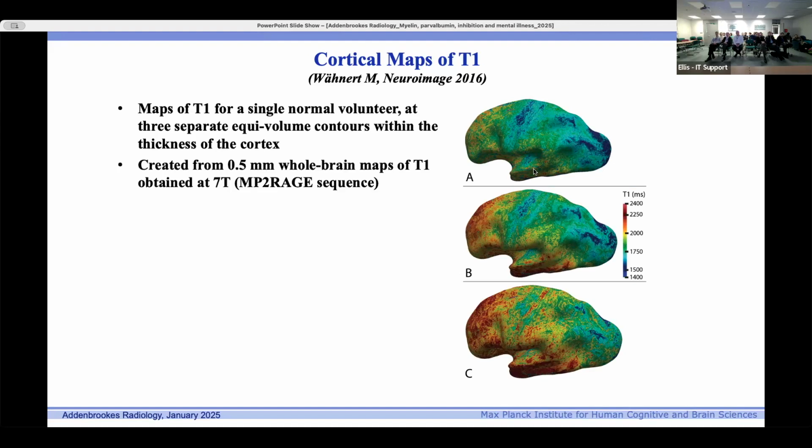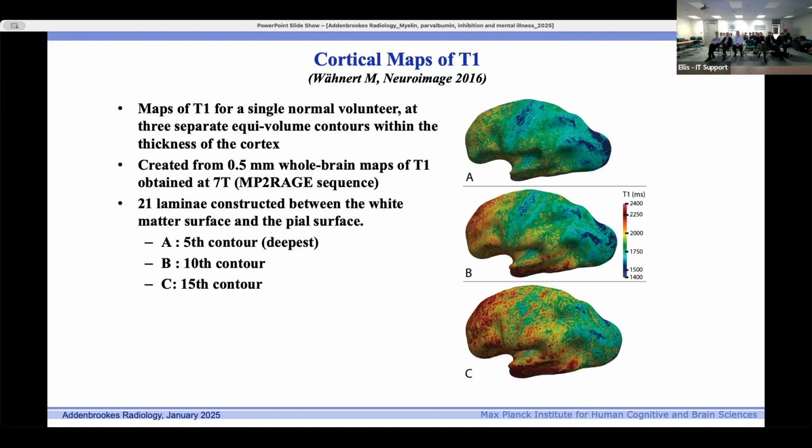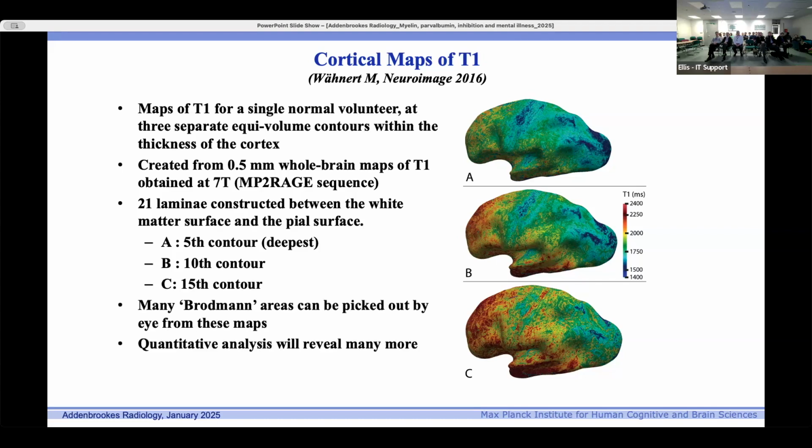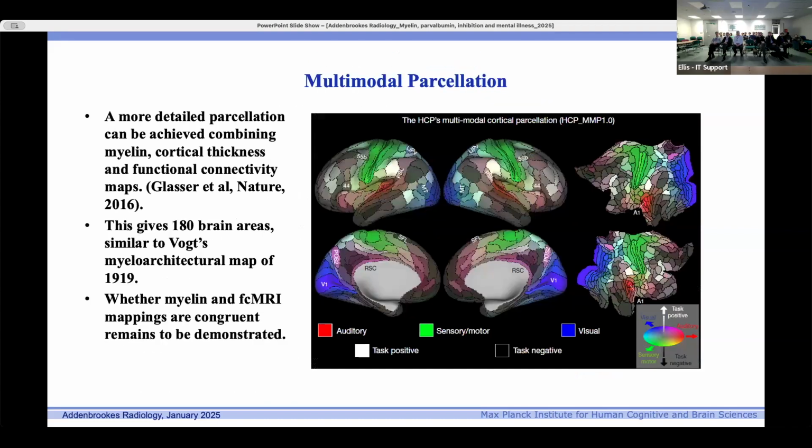So we used 0.5 millimeter maps of T1 to do that, and using Miriam Baynett's beautiful software, we were able to construct 21 laminae between the white matter surface and the pial surface. And David Van Essen and Matt Glasser got onto this idea very quickly. They learned about it at a human brain mapping meeting in Barcelona, where I was presenting my posters on this topic.